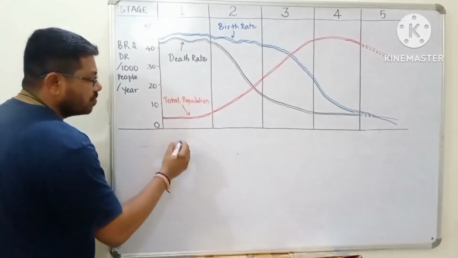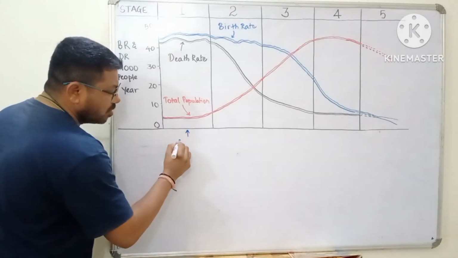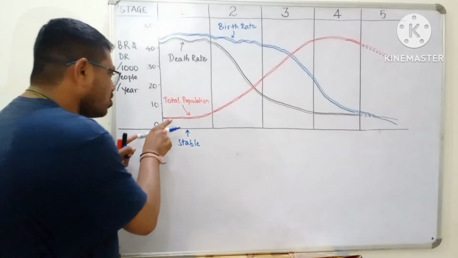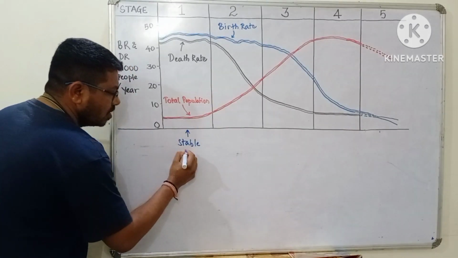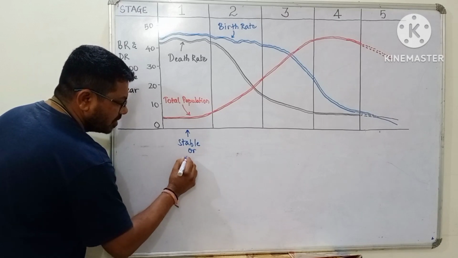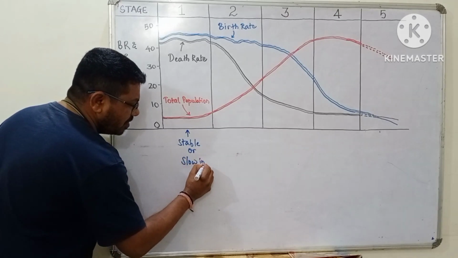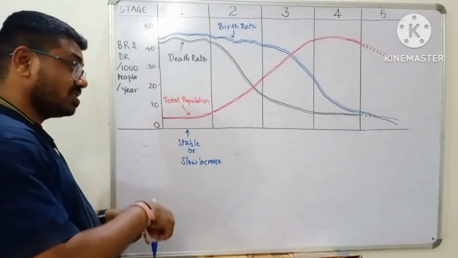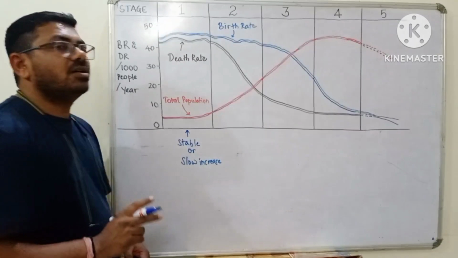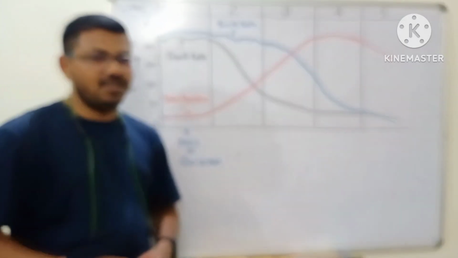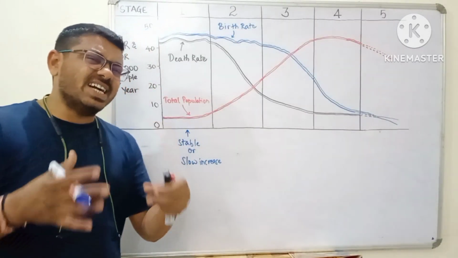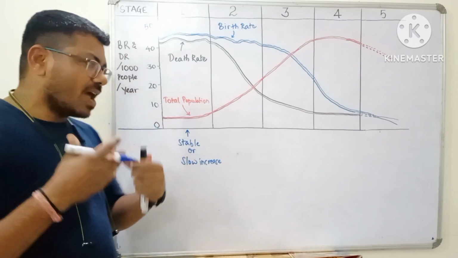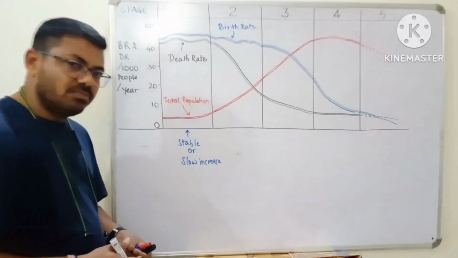Okay, so what we can learn from here is that the total population remains stable or shows slow increase. Either you can write this, or you can say that there was a very slow increase in total population in the first stage because birth rate and death rate were very high, right? Can we find any country in 2023 which can be put in stage 1? I don't think so.